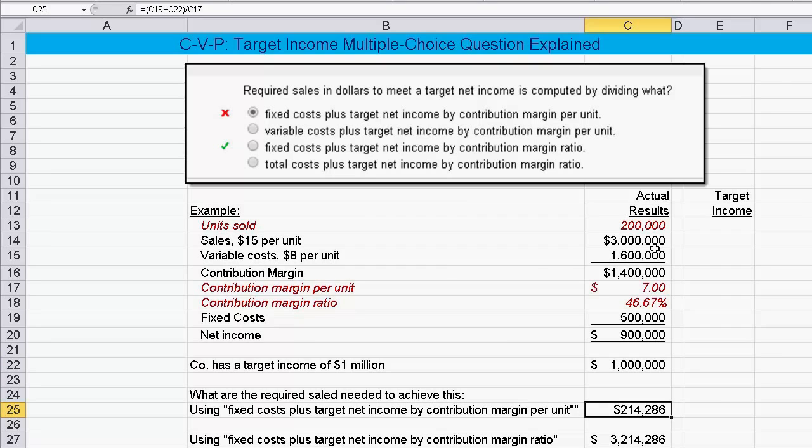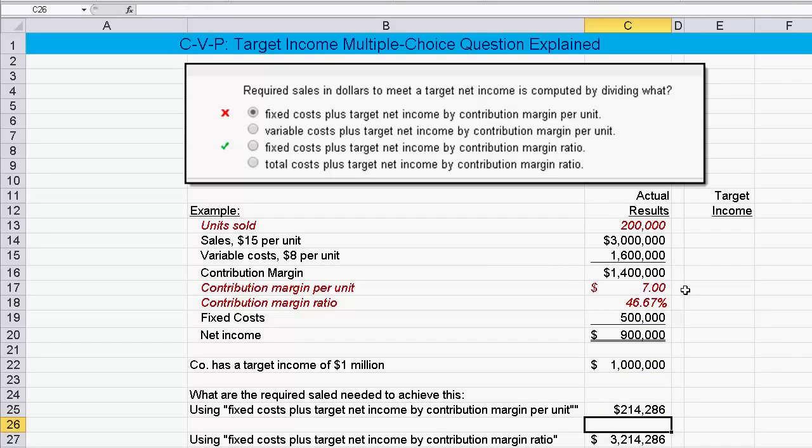And the first multiple choice question says, how do we get to required sales if we use fixed cost plus target net income, divided by contribution margin per unit? All right, so look at my formula here. What you can see is I take the value in C19, that's the fixed cost, plus the target net income of $1 million, add that together and divide it by the contribution margin per unit. Okay, that comes out to be $7.